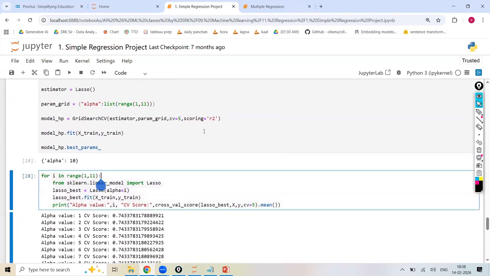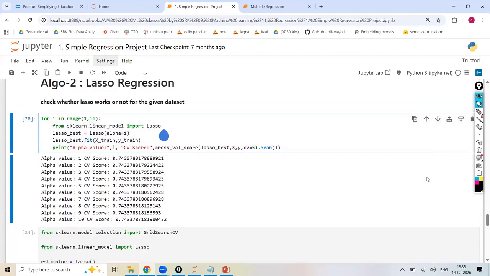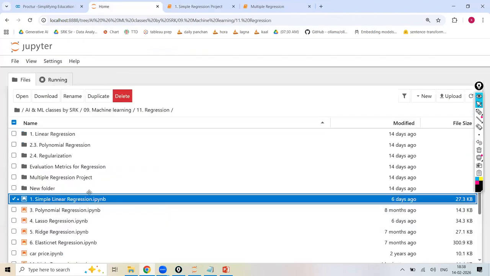First step, what you have to do? First you cross check whether lasso is working or not. Try for 1 to 11. If all the values are same, it is not working basically. When you try with the other data set, I will show you in today's class itself, you can clearly see the difference. As the alpha changes, every value changes. So could you show us one example like that?